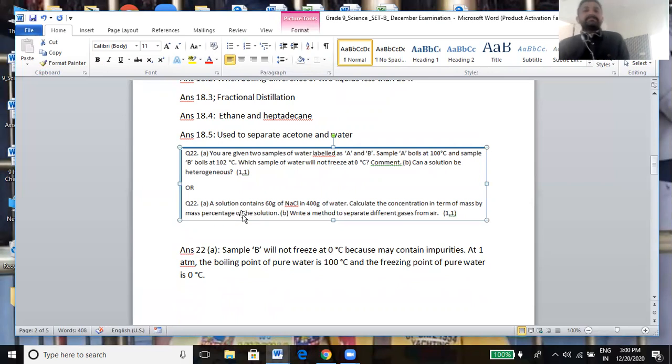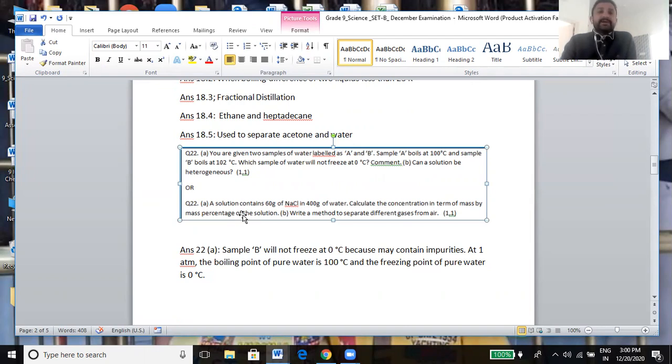अब देखो इसमें we are taking samples A and B. If the water is pure, it will freeze at 0 degrees Celsius and boil at 100 degrees Celsius. Okay, if it is in pure form. Now your question is, sample B boils at 102. Sample B will not freeze at 0 degrees Celsius because it has some impurities. At 1 atmosphere, the boiling point of pure water is 100 degrees Celsius. It is not equal to 102. So the freezing point of pure water is 0 degrees Celsius.